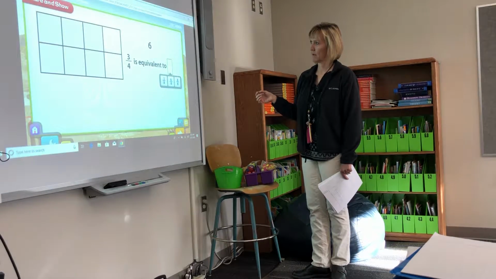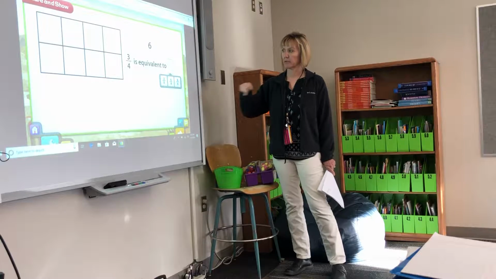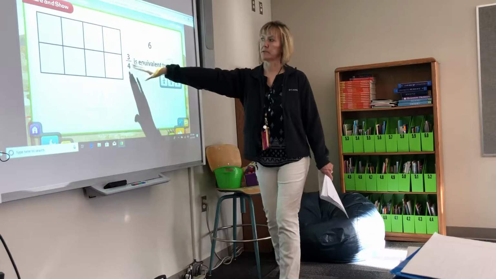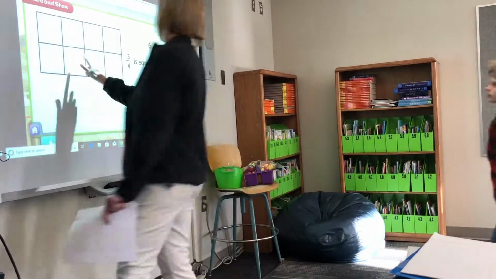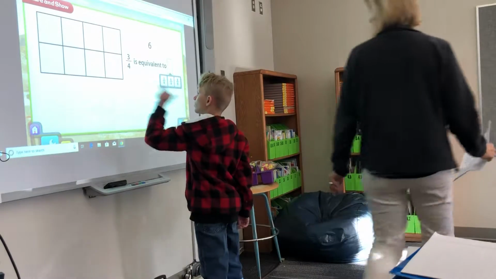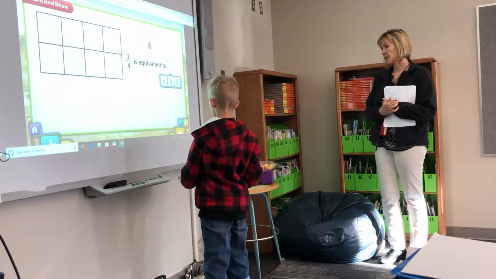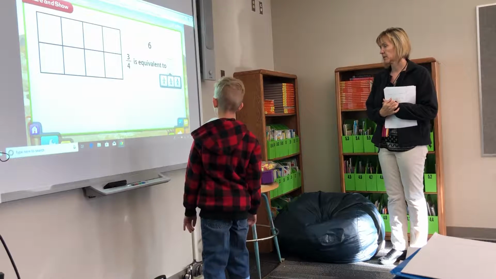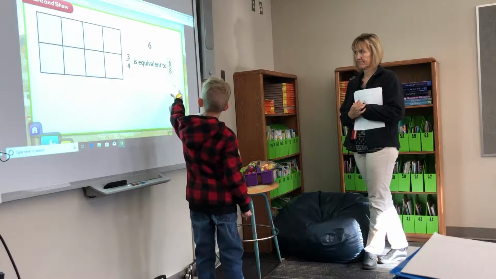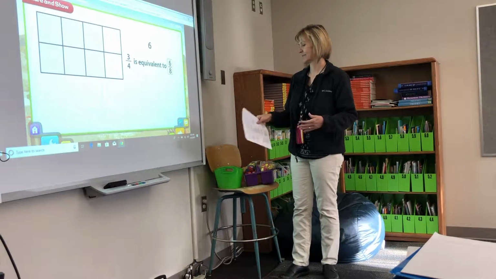Choose the fraction that is equivalent to 3/4. Okay, so which fraction would be equivalent, Logan? Come touch it. Which one do you think will be equal to the 3/4? Remember, 3/4 was the part that Bradley touched, and then it was split up into eighths. So how many eighths equal 3/4? Good job. You're right. 3/4 is equivalent to 6/8.